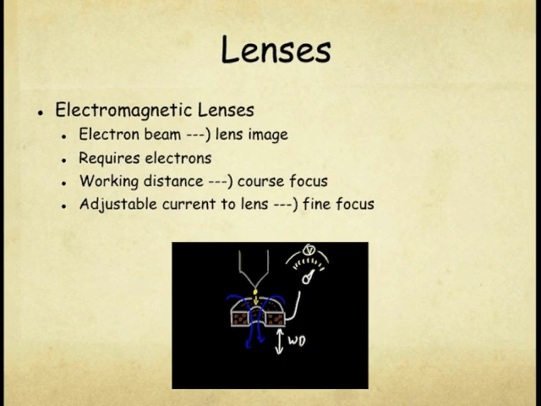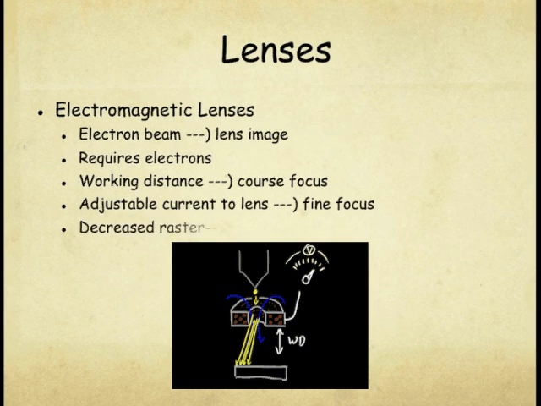So, you may be wondering, what about magnification? Well, again, perhaps contrary to initial logic, an increase in magnification is actually nothing more than decreasing the size or area over which the electron beam travels or rasters across the sample.